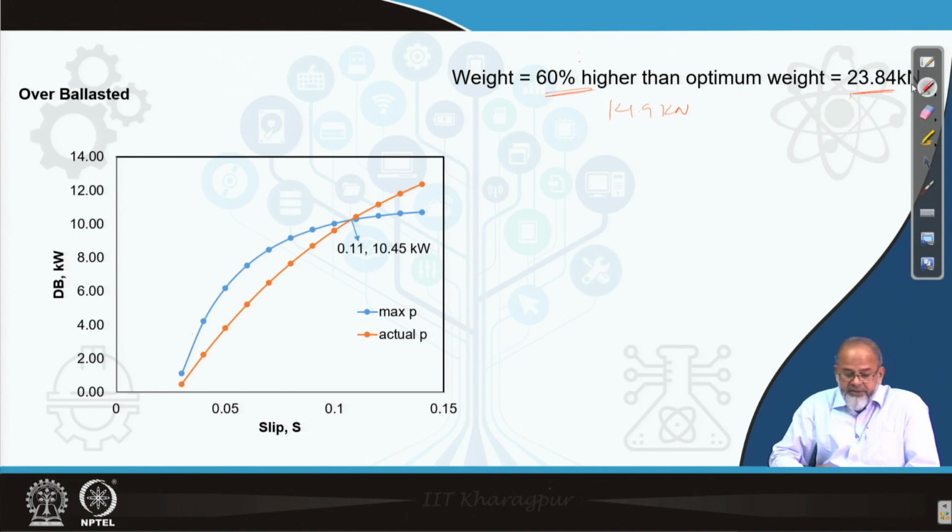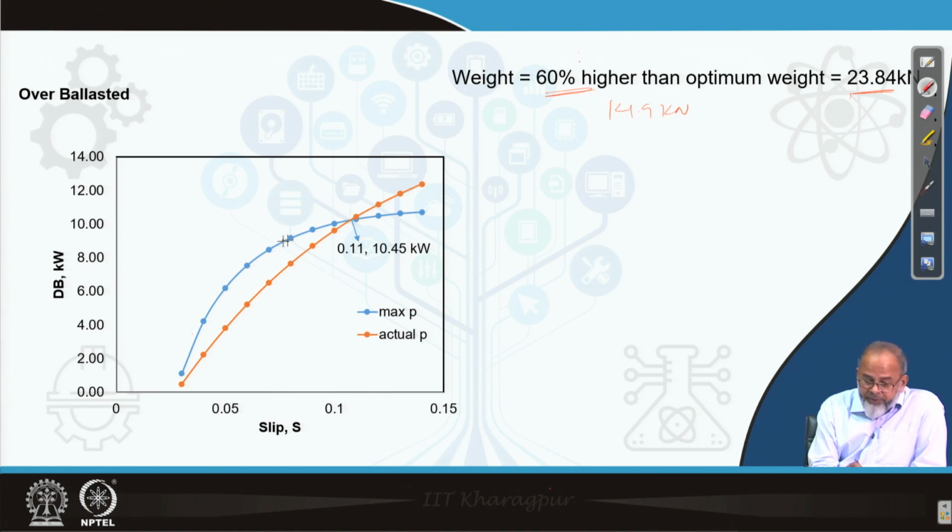And I carry out the same exercise. I plot the maximum power able to be transmitted by the tractor, denoted by the blue line, and the actual power delivered, represented by the orange line. What I observe now is that both curves meet at a point, which refers to a slip of 11%, and the maximum power is only 10.45 kilowatt.